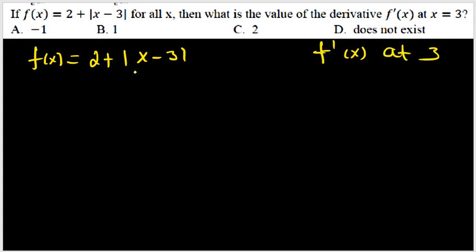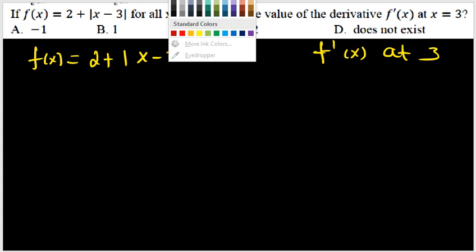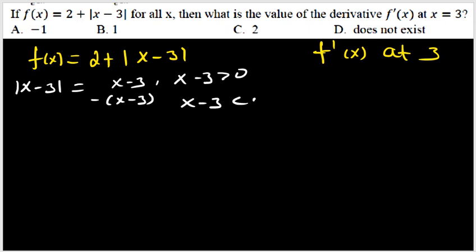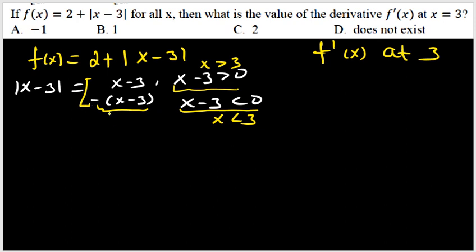First of all, let's remove the absolute value. What does absolute value of x minus 3 mean? This is the same as x minus 3 or negative of x minus 3, when x minus 3 is greater than 0 and when x minus 3 is less than 0. What does this mean? This means when x is greater than 3 and the lower part when x is less than 3. And again, when you remove the bracket, it will be negative x plus 3.